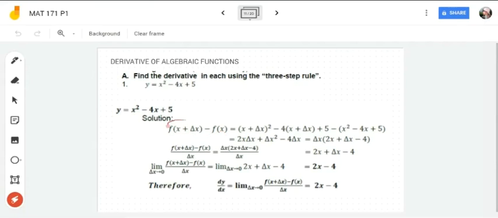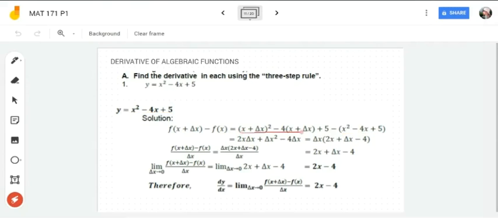So the function of x plus delta x could be obtained when we substitute x plus delta x to this equation, which is x squared minus 4x plus 5. Okay, so first we have (x plus delta x) squared minus 4(x plus delta x) plus 5. And in getting f of x, that will become minus (x squared minus 4x plus 5). So f of x is x squared minus 4x plus 5.